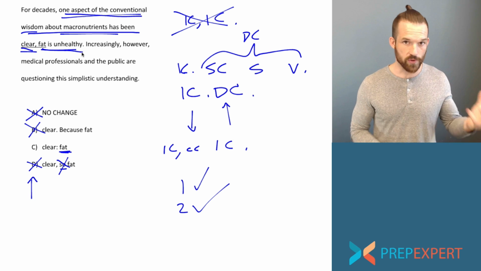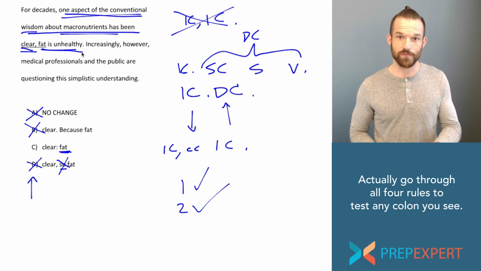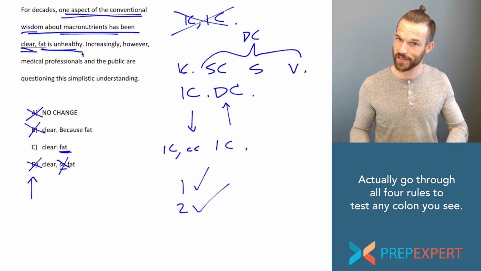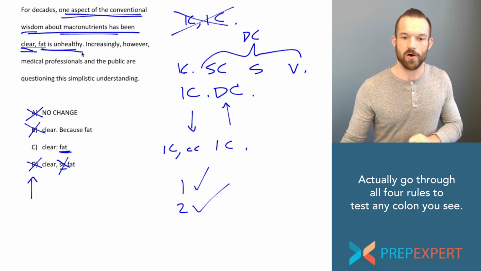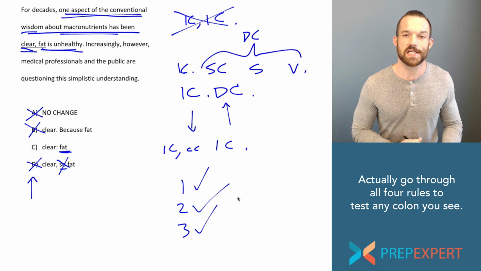I think that is an aspect about the conventional wisdom of macronutrients that has been clear for quite a while. In other words, we created a sense of expectation and then we delivered on the right side of the colon and fulfilled that sense of expectation. The aspect of conventional wisdom that has been clear is that fat is unhealthy. So, I think we've obeyed rule number 3 as well by creating and fulfilling a sense of expectation.